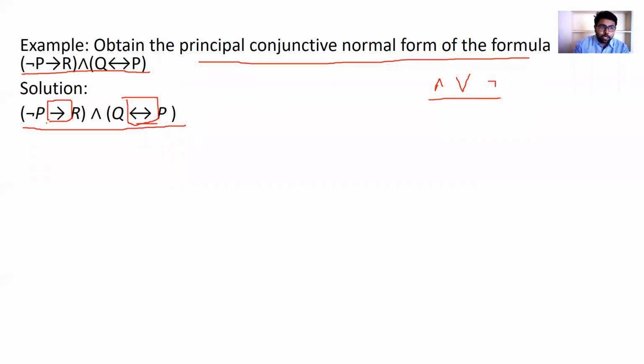Okay, we already know P implies Q is negation of P or Q. So in that formula I will write it. And this Q bi-implies P will be written as Q implies P and P implies Q. Am I right?